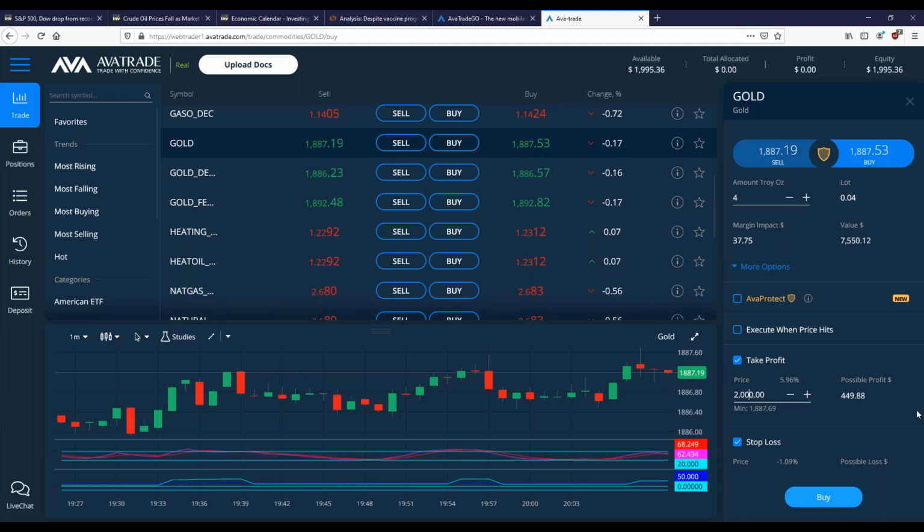Kwasi, good question. Can you save templates for the way you have your charts set up, all of that on the mobile app for MT4? No, it doesn't have the same functionality for saving profiles and templates and adding custom indicators. Mobile apps in general tend not to do that, whether it's the MT4 mobile app or the AvaTrade Go mobile app.